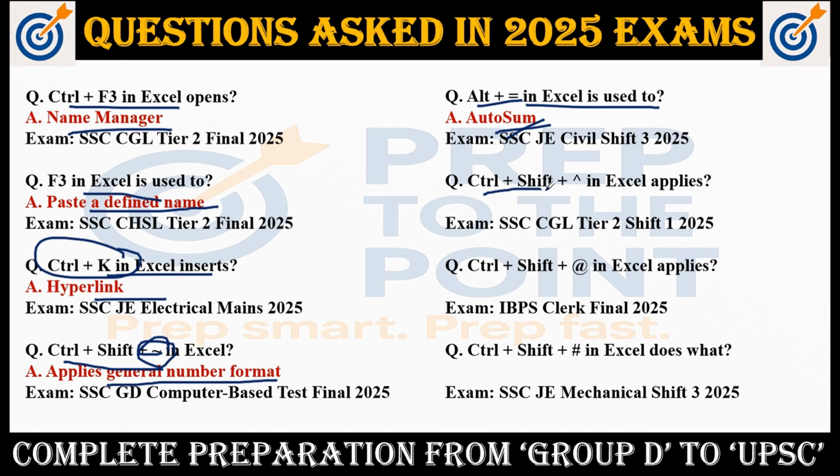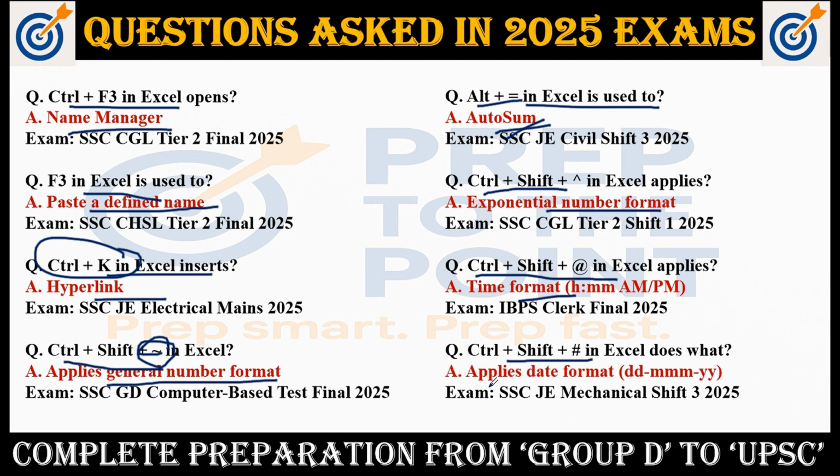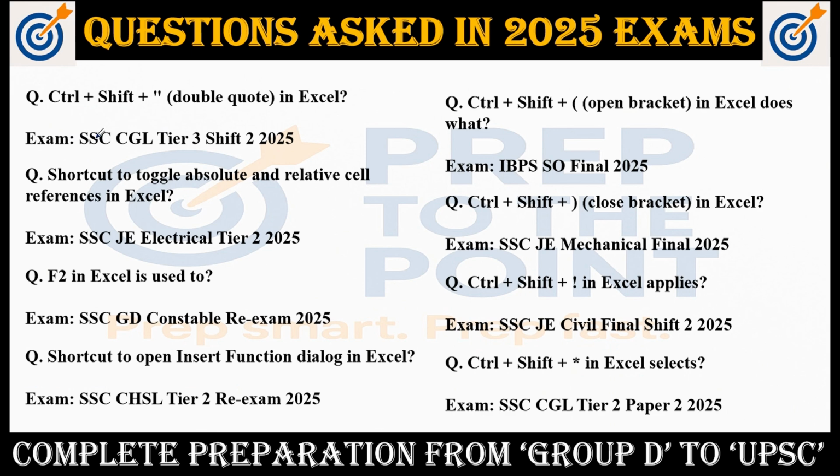Control plus Shift plus caret in Excel applies exponential number format. Control plus Shift plus at the rate is used for time format, that is hour, minute, AM, PM. Control plus Shift plus hash is used for applying date format, that is day, month and year. For time format it is at the rate. For date format it is hash. Control plus Shift plus double quote is used to copy value from the cell above.